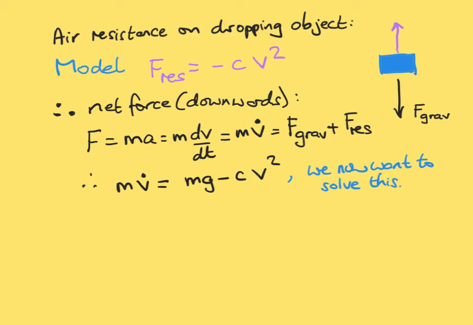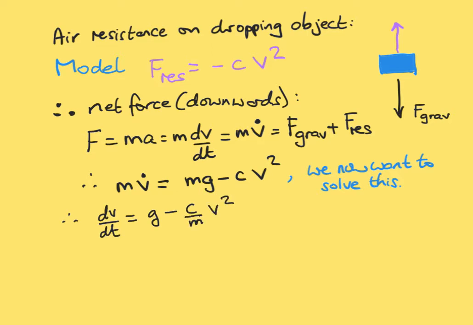And what I'm going to do on the rest of this slide is just to rewrite this equation in a nice way and introduce the concept of the terminal speed. So let me start off by dividing both sides of this equation by the mass. So if we do that, what we obtain is that the derivative of v with respect to time, v dot, is equal to g minus c over m times v squared.